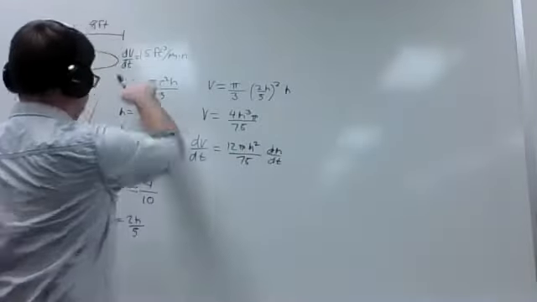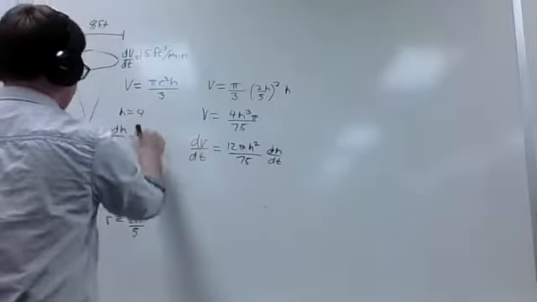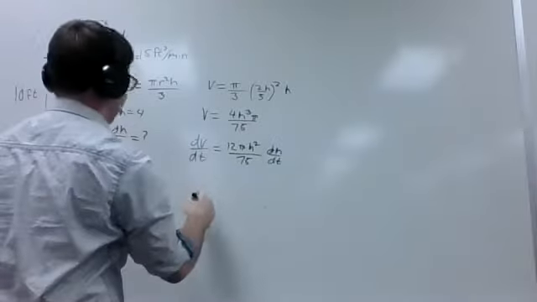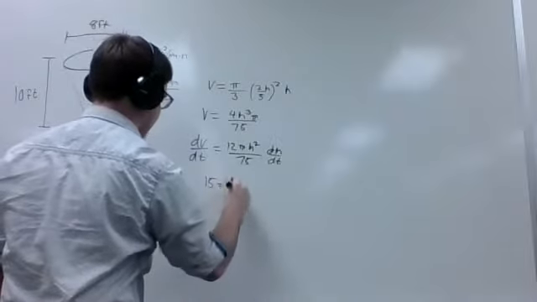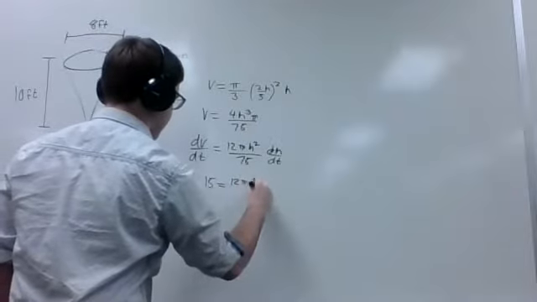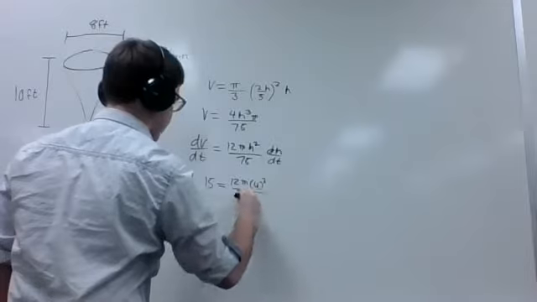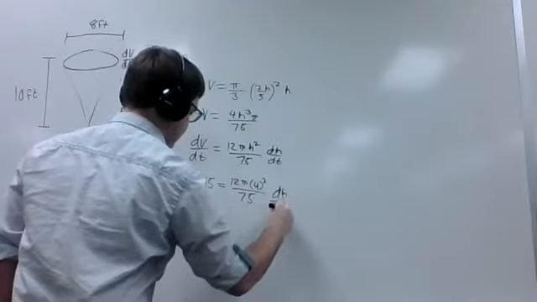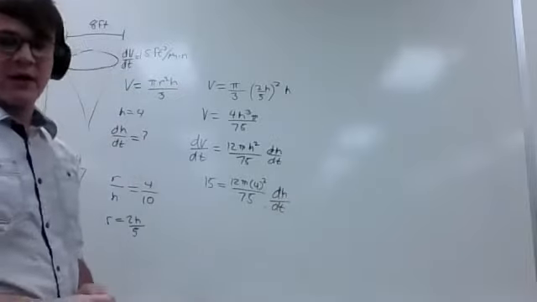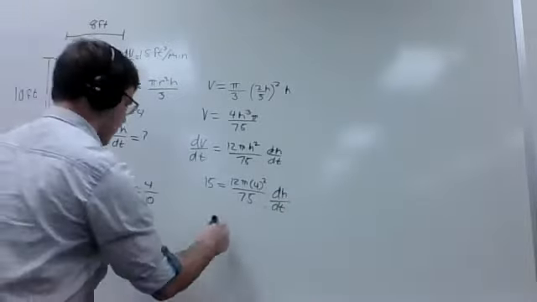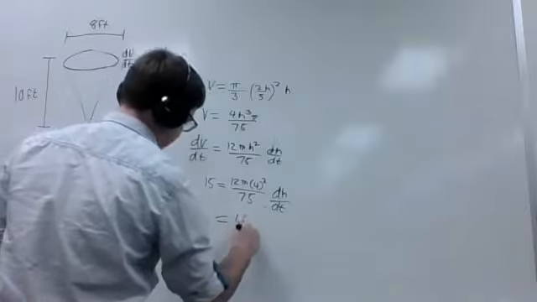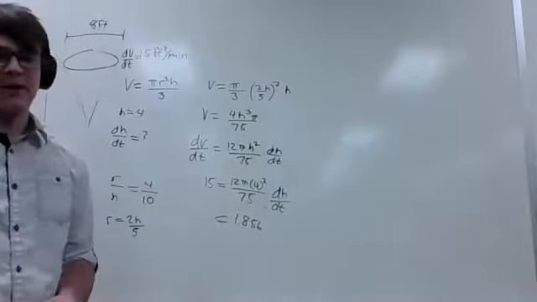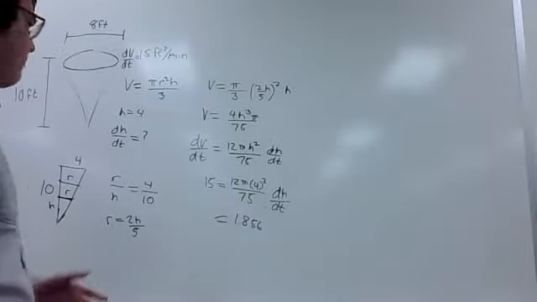So we're going to plug in our numbers now. We know that h is 4, and our dV/dt is 15. So we can plug in 15 there. We can plug our 4 in there, and then our dh/dt. And when we solve this, this comes out to be roughly 1.856 or something around there. You can plug it into your calculator.